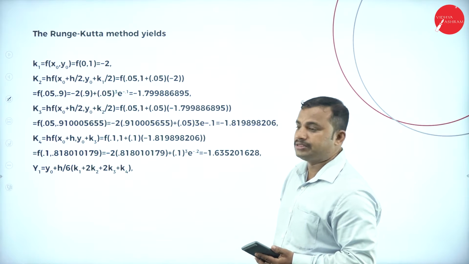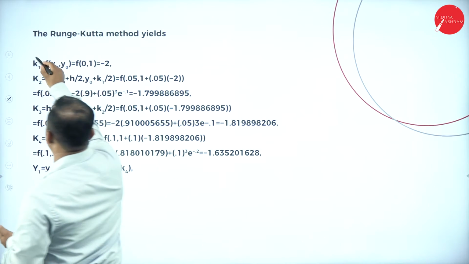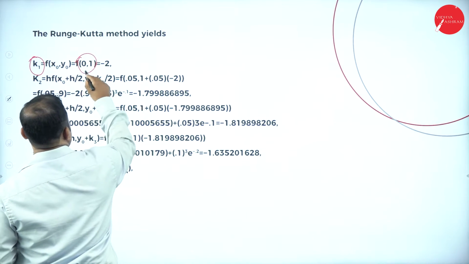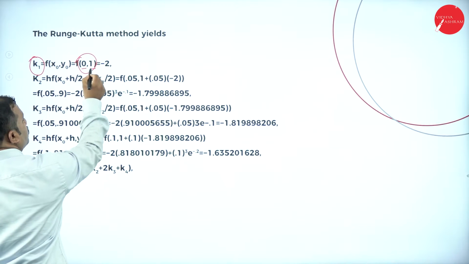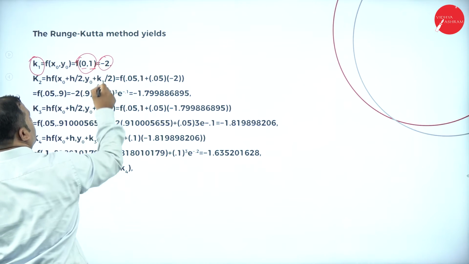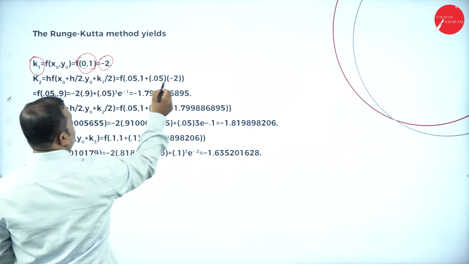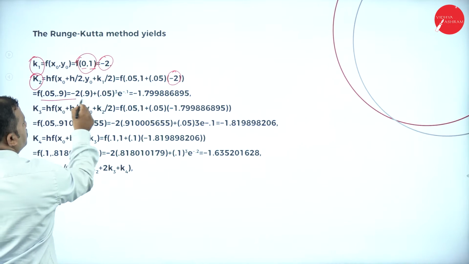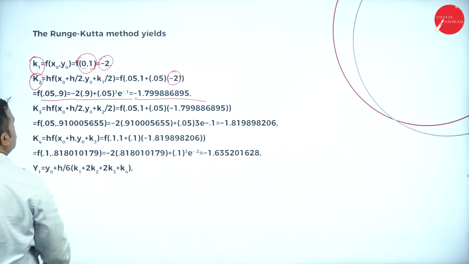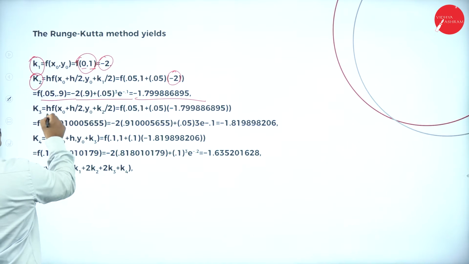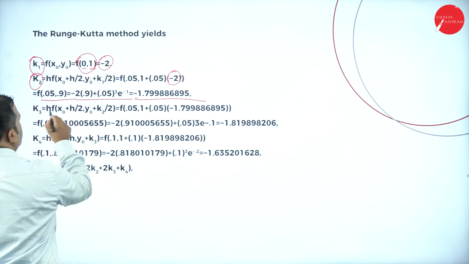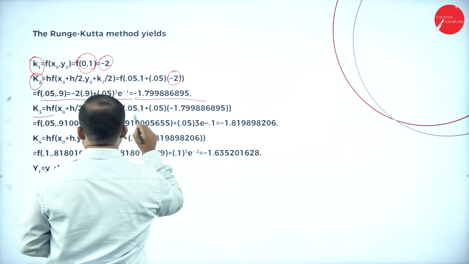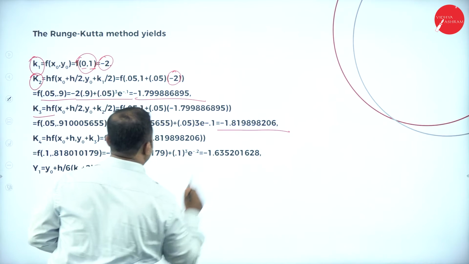Using the Runge-Kutta method, we have the value of k1, where x0 equal to 0, y0 equal to 1, we will get minus 2. That means minus 2 is substituted here to get the value of k2. Then after simplification, we will get the value of this. That is for k2. Similarly, k2 is used here to get the value of k3. That means the k3 value is equal to this.